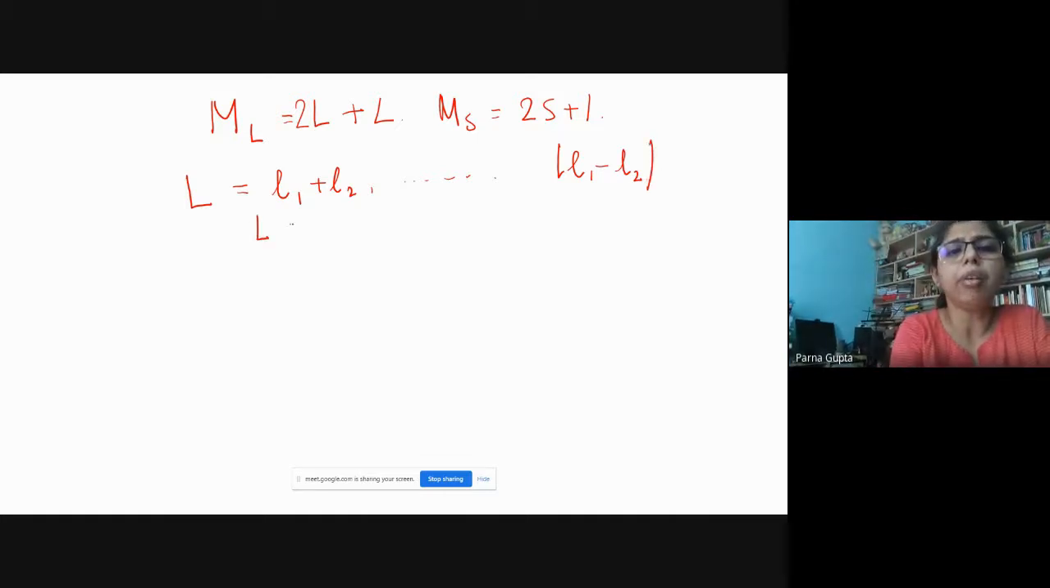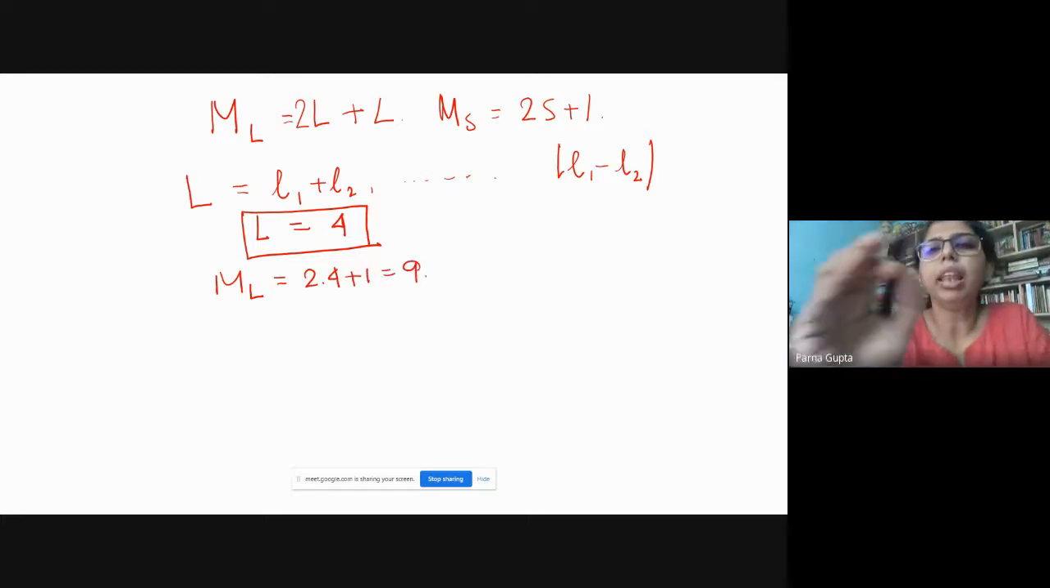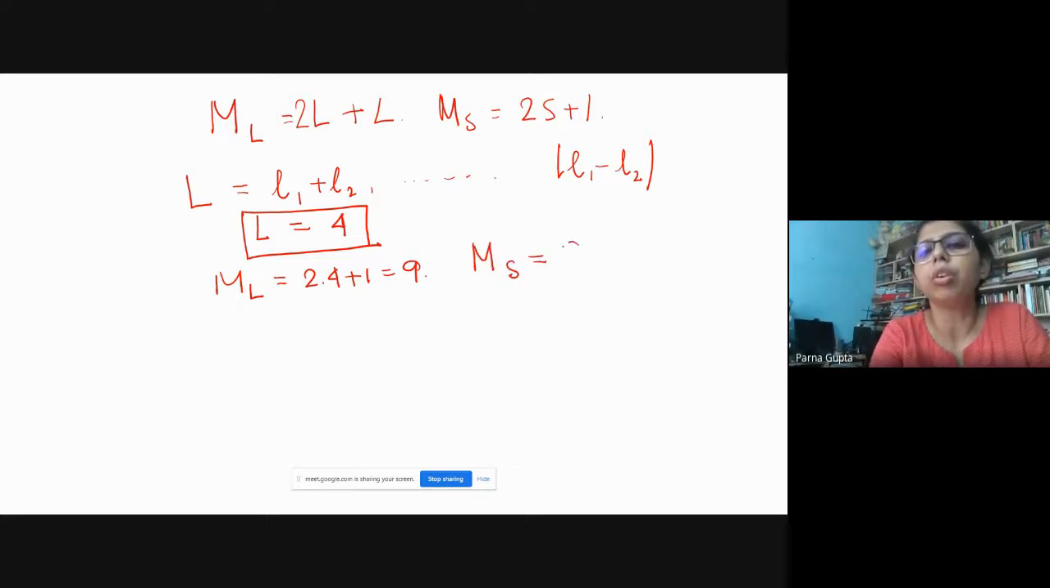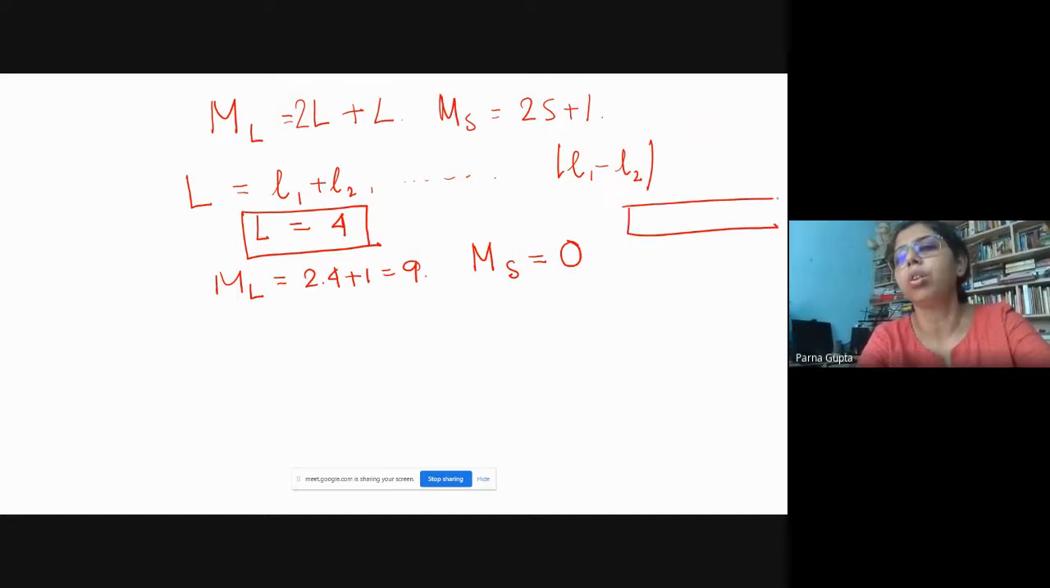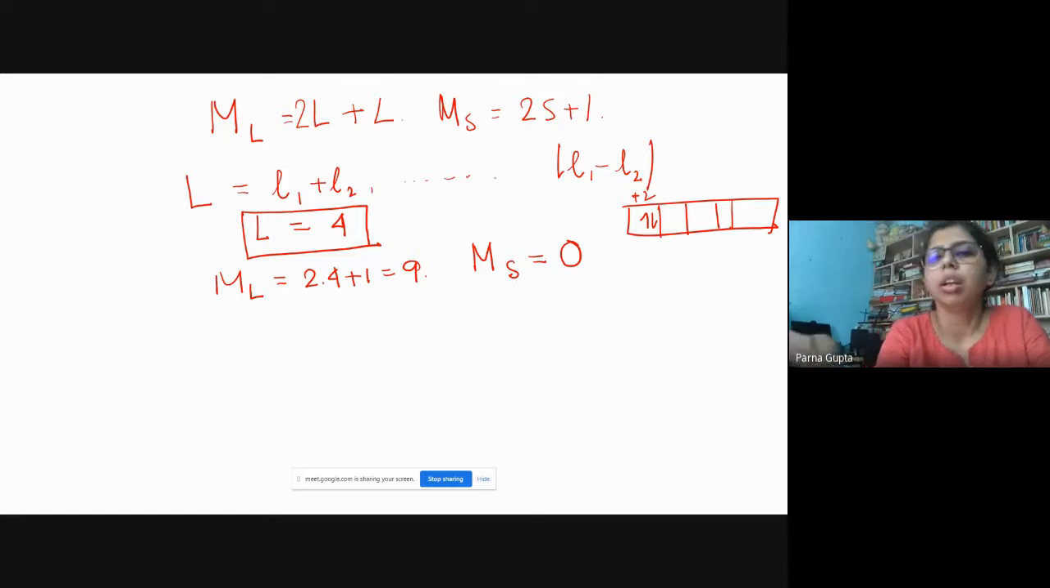Now, if you have L equal to 4, then ml is equal to 2 into 4 plus 1, which is 9. And then if I take the ms value as 0, you can draw it. I mean, if you want, you can draw it. So it is the plus 4. Let me start with plus 4, and then this is the 9, and then you have this 9.